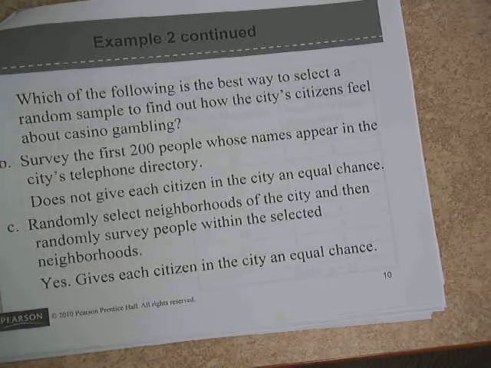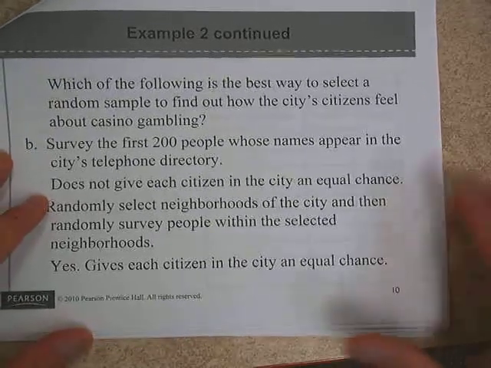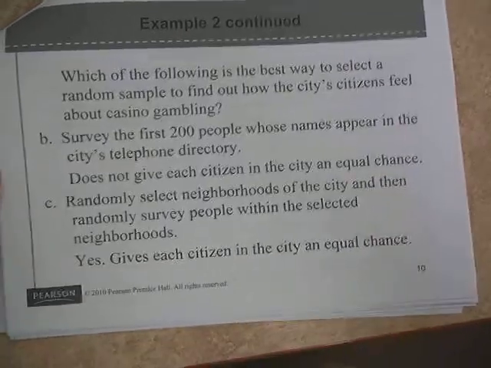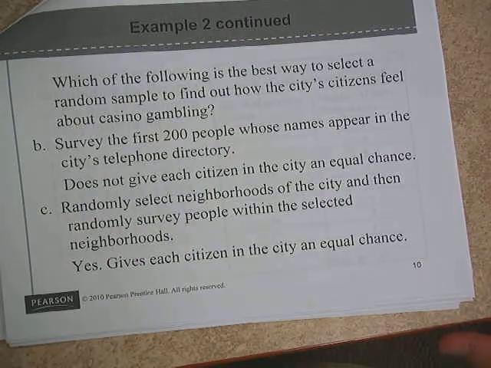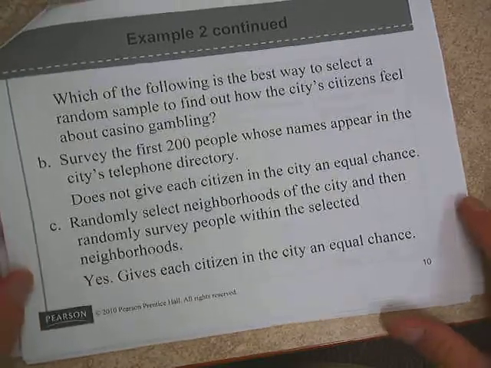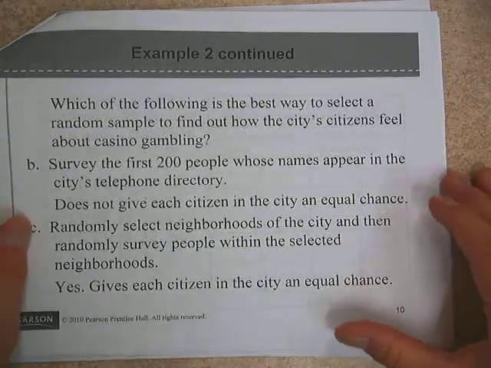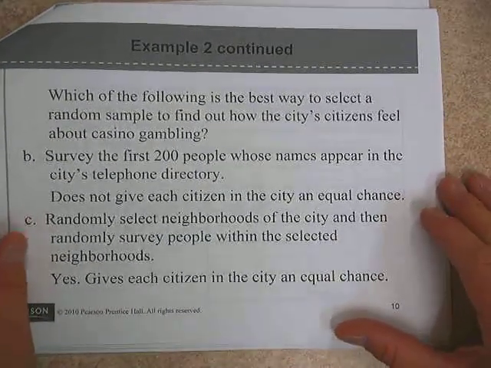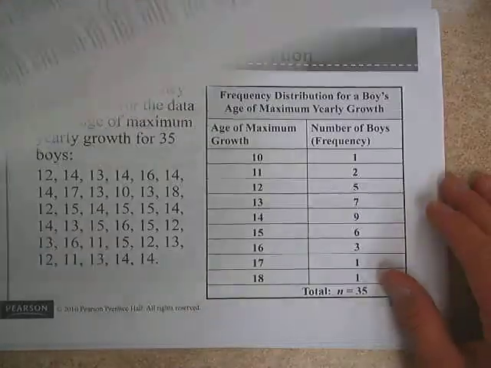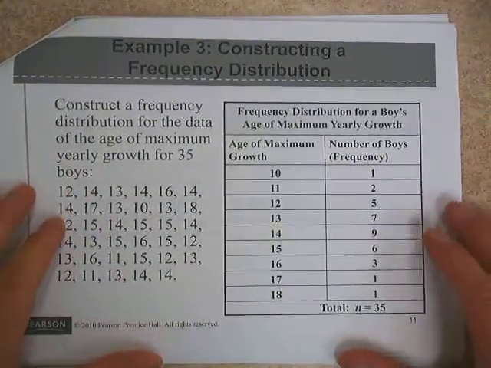C, this would be best: randomly select neighborhoods of the city and then randomly survey people within those selected neighborhoods. So if we had a whole bunch of different neighborhoods and we selected random people from each of these different neighborhoods, then we would have a better chance of getting a random sample, which ultimately would be a better representation for our particular survey.